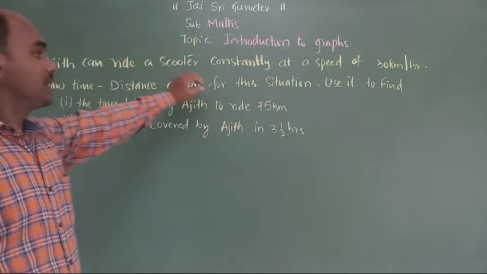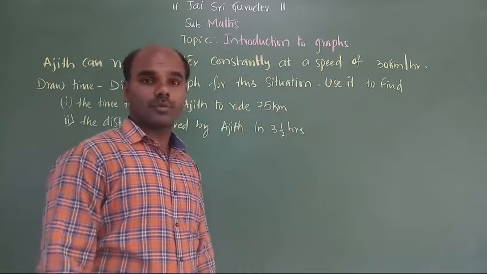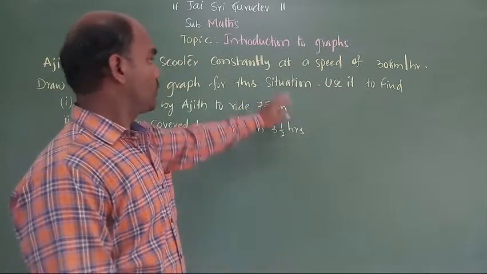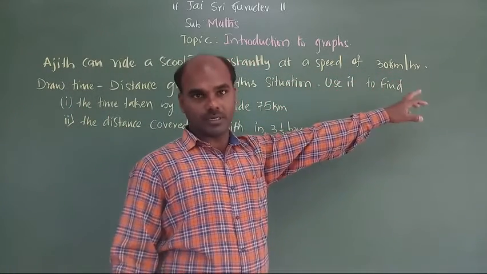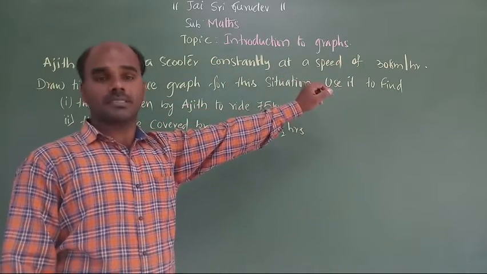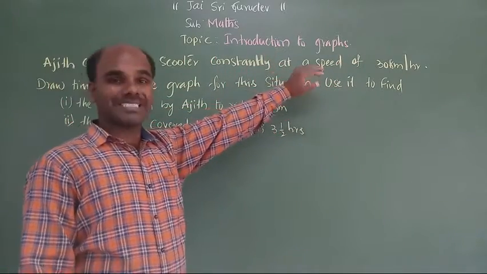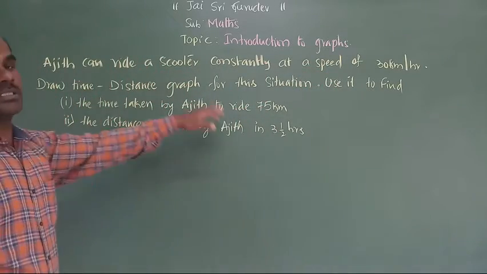One person is riding the scooter constantly at a speed of 30 km per hour. So how much speed is it going, children? 30 km per 1 hour. So it is a constant speed, it is not rising, the bike is going at the same speed. Then after this, draw the time-distance graph.